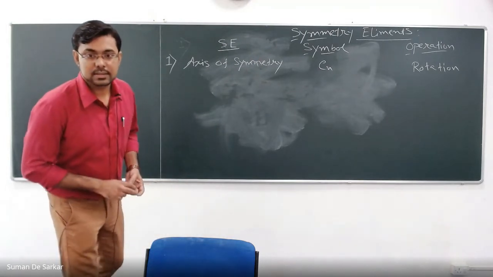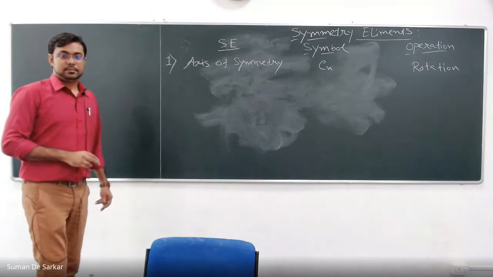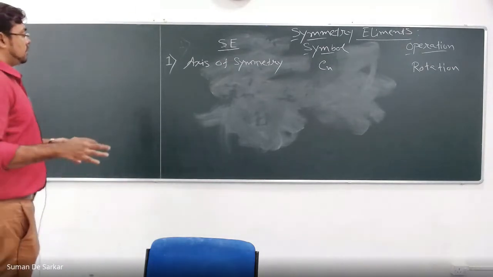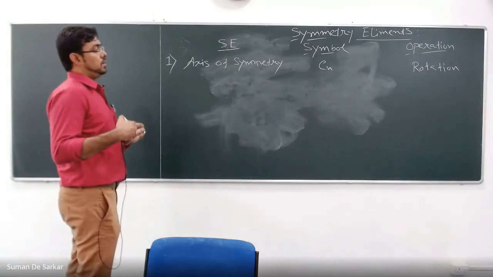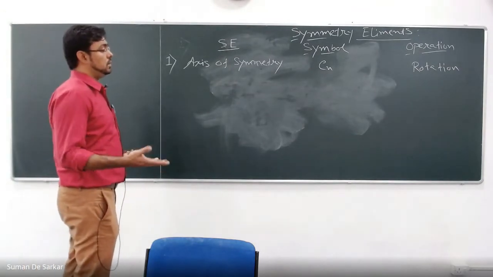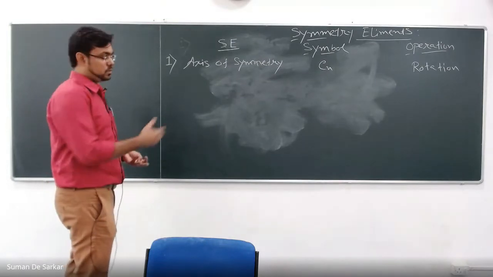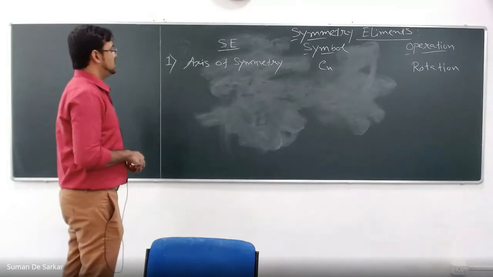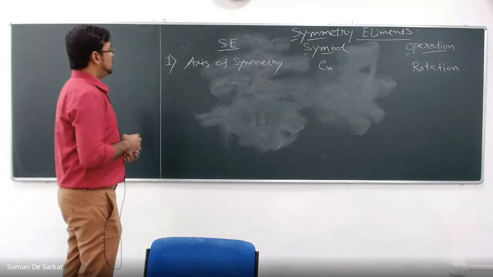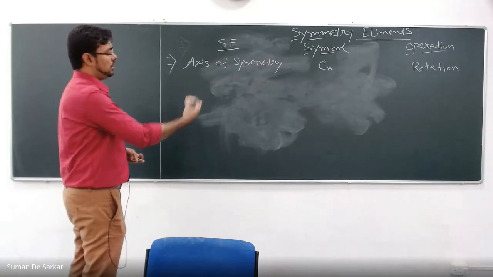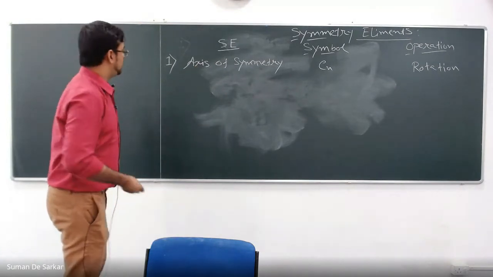Yes, Cn. All right. After performing this operation, you will come to know whether that molecule is having this particular symmetry element or not. Okay. With the real molecules, we will also see in a minute. So first let us write these things. So the axis of symmetry is represented by Cn, and the operation is rotation.